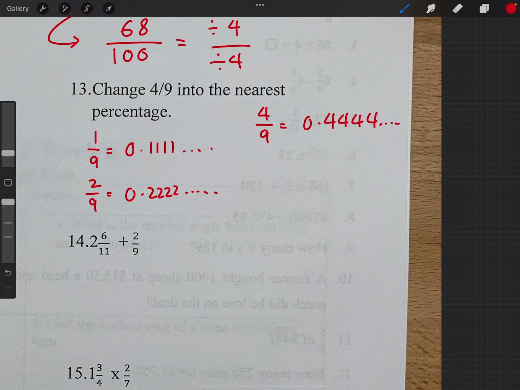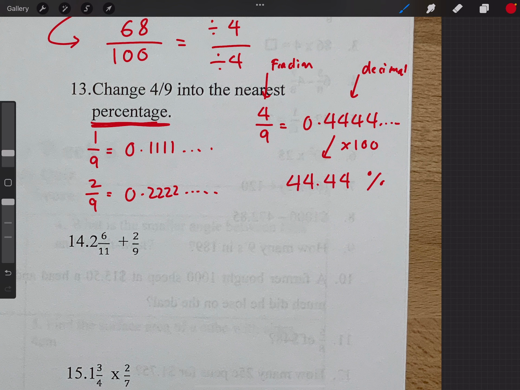Now this is a decimal, okay? We went from fraction to decimal. But that's not what they're looking for, they want percentage. So we must turn from decimal into percentage. Just multiply by 100. So you're going to get 44.44% recurring. It says to the nearest percentage. So that'll be 44%. We're rounding it to 44%.